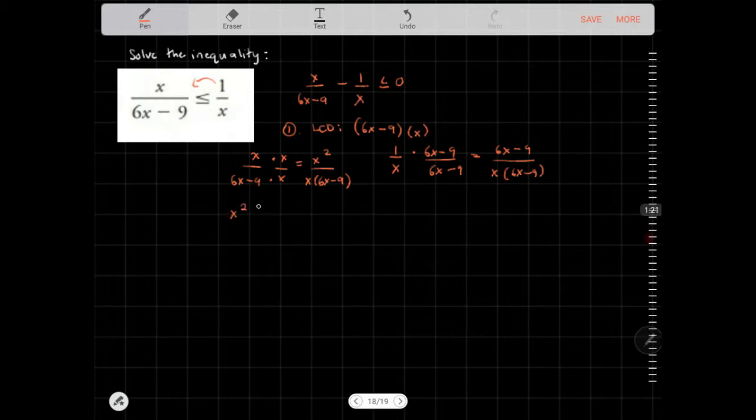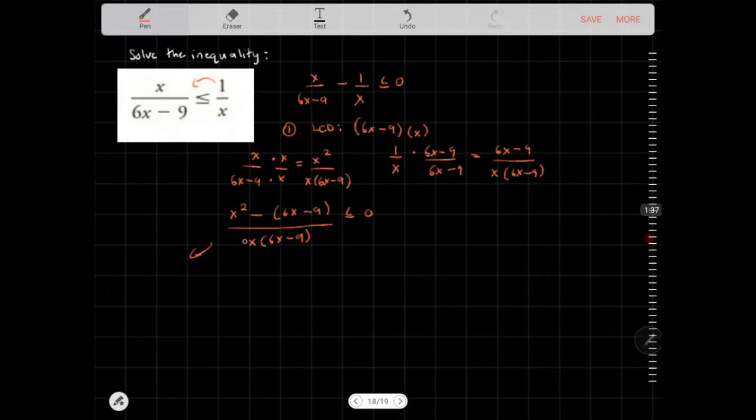I'm going to make a collective denominator, x squared minus (6x minus 9). Make sure that when you do the subtraction, you put a bracket around these two terms. This is a binomial term. And this is over x times 6x minus 9. Now, this is less than or equal to 0.